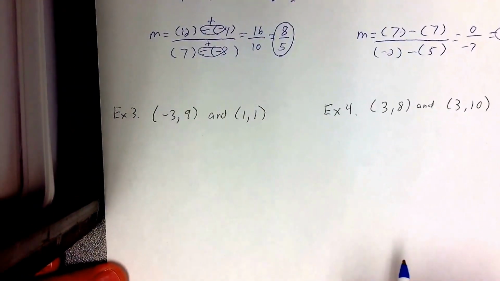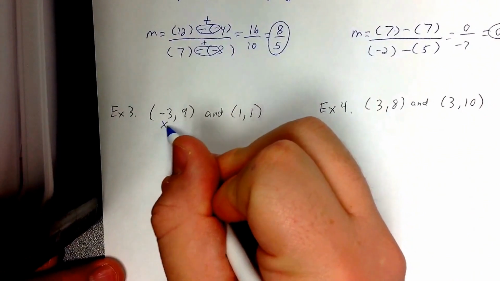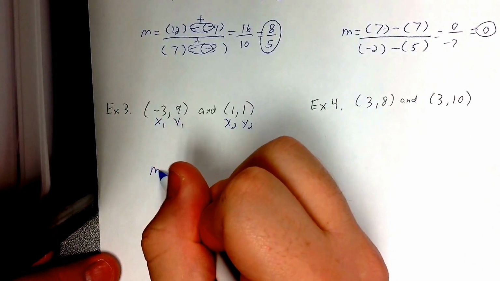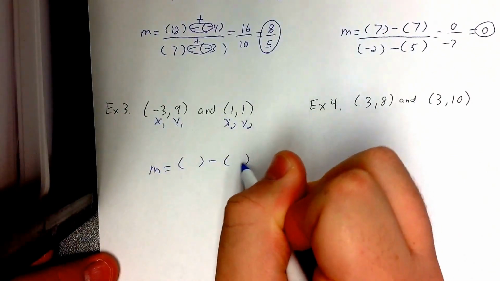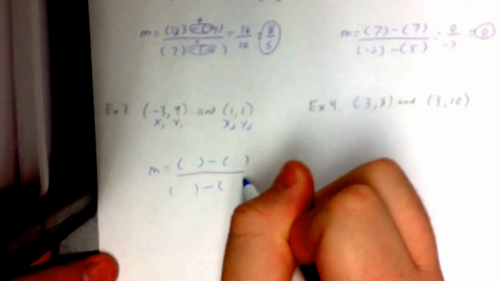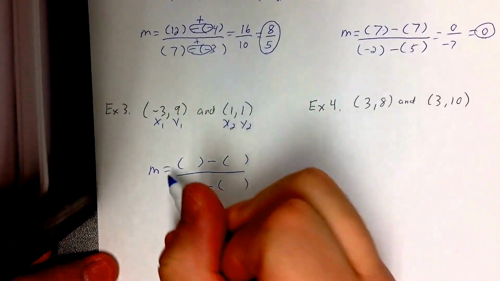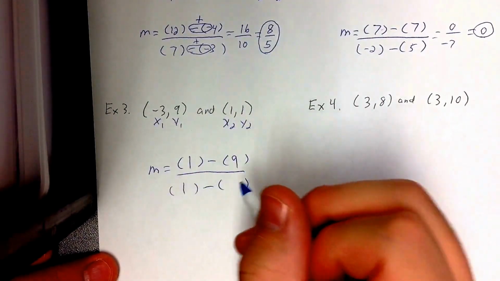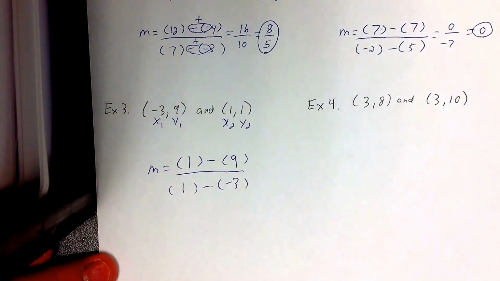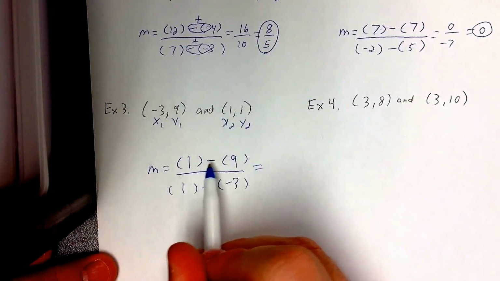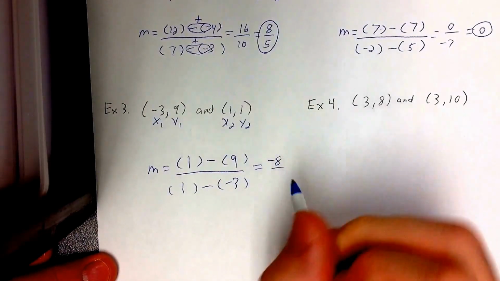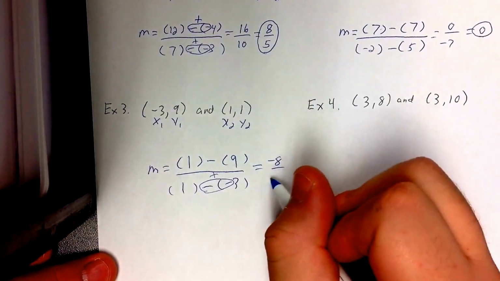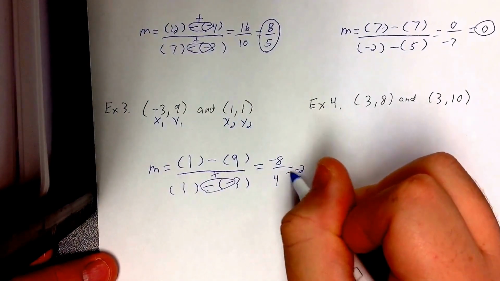Okay, example 3, I've got (-3, 9) and (1, 1). So again, x1, y1, x2, y2. So m equals, put parentheses for the variables. So y2 comes first, so y2 is 1, minus y1 is 9. x2 is 1, minus x1 is -3. So 1 minus 9 is -8. Again, we've got two negatives next to each other, so that becomes a positive. 1 plus 3 is 4. And then -8 divided by 4 is -2.